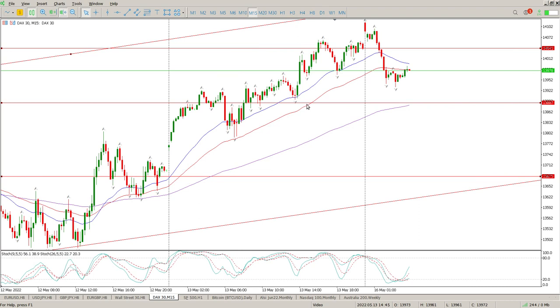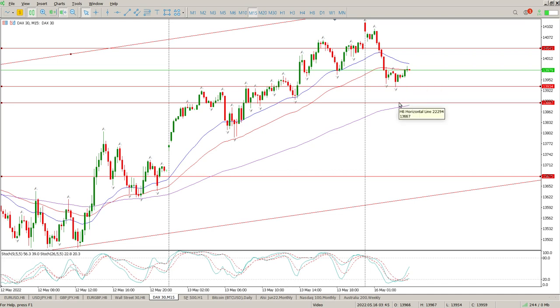On the 15 minutes there's a stronger level, which is kind of where we are at the moment, and there was a gap there as well. So I'm looking for buyers to come in between 13,934 and 13,887. That's kind of what I'm looking for.